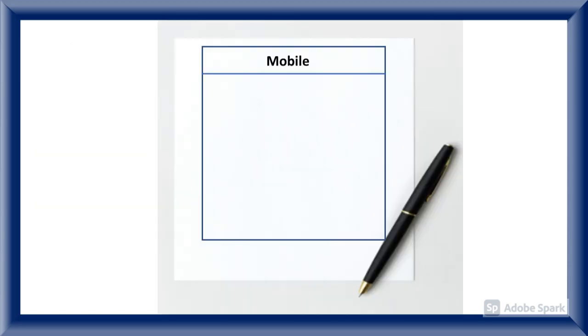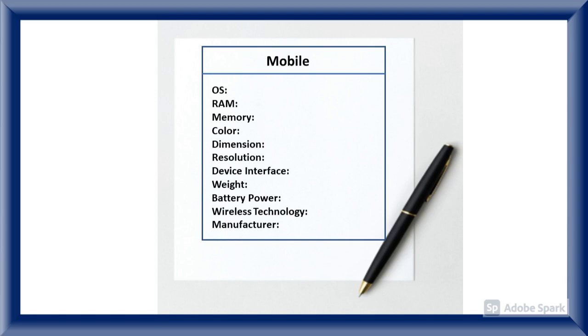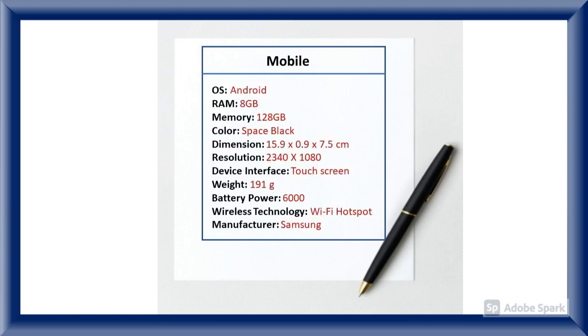If someone asks you to give the features of mobile on a paper, then you will start writing with mobile heading. Then you list down all attributes. And finally, attribute values. Whatever we have done so far on the paper is representation of mobile.